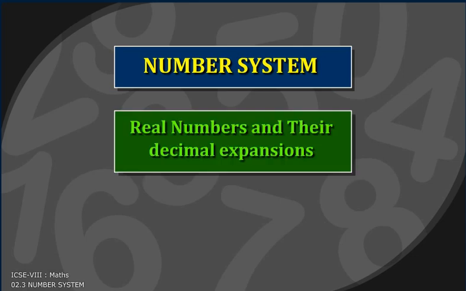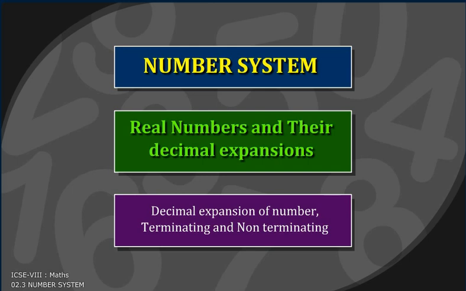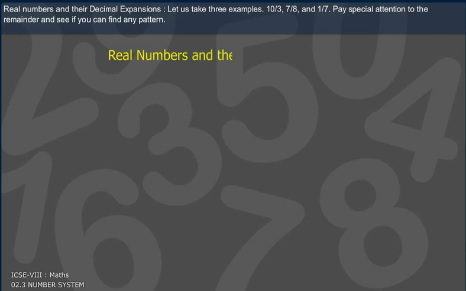Number system. Real numbers and their decimal expansions. Decimal expansion of a number, terminating and non-terminating. Real numbers and their decimal expansions. Let us take 3 examples: 10 upon 3, 7 upon 8 and 1 upon 7.